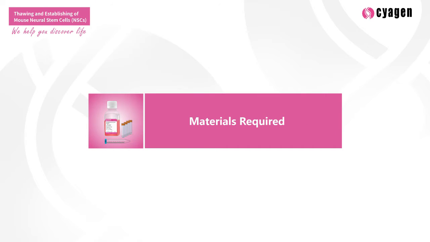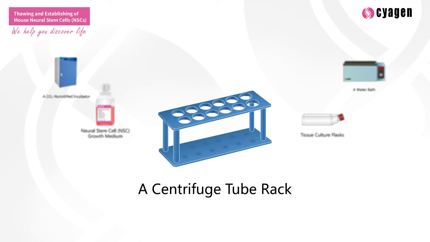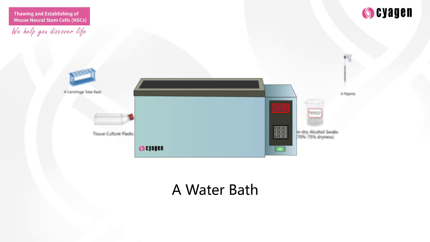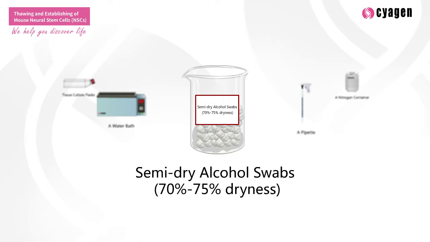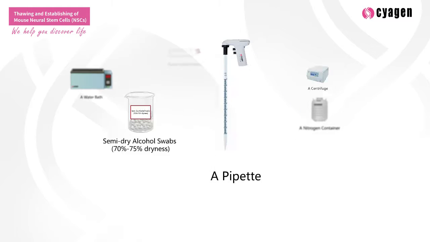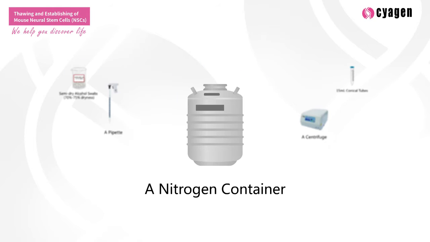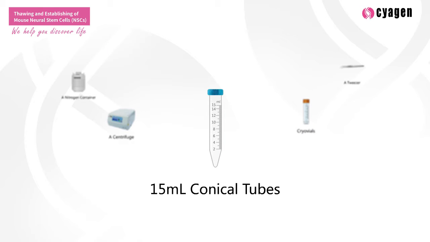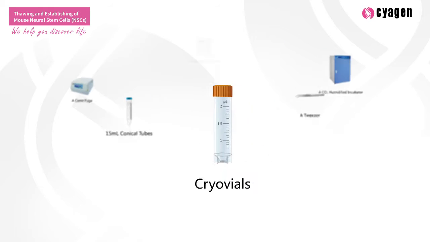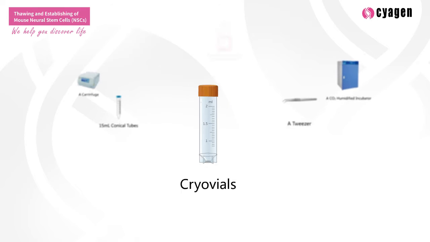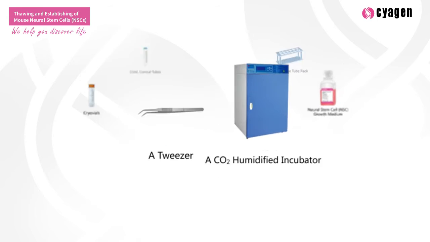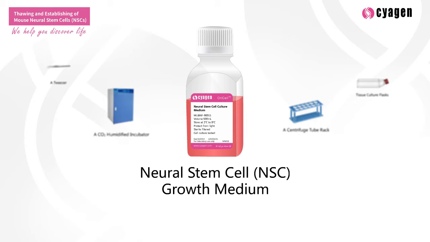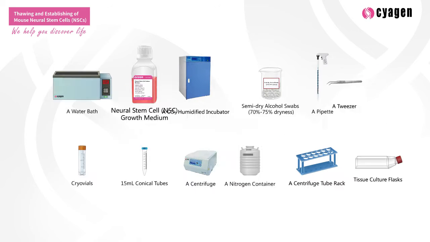Materials required: a centrifuge tube rack, tissue culture flasks, a water bath, semi-dry alcohol swabs, a pipette, a nitrogen container, a centrifuge, 15 ml conical tubes, cryovials, a tweezer, a CO2 humidified incubator, neural stem cell growth medium.